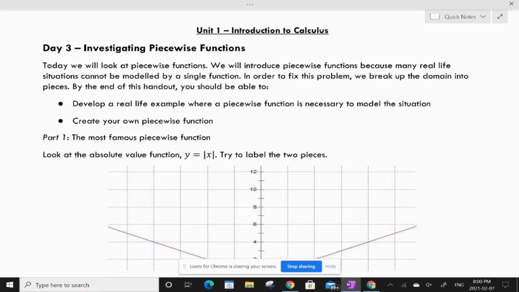Develop a real-life example where a piecewise function is necessary to model the situation, and create your own piecewise function, whether it's creating the equations for it or creating the graph for it. So let's take a look at one of the most famous piecewise functions that we know, the absolute value function.